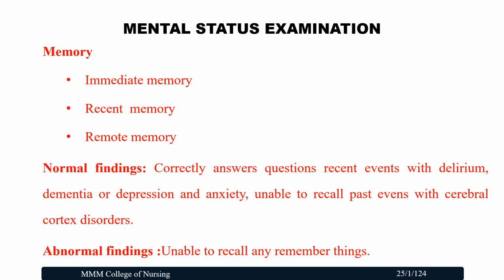And what are the normal findings that can be expected? Correctly answers questions about recent events, even with delirium, dementia, depression, and anxiety. Unable to recall past events with a cerebral cortex disorder. And what are the abnormal findings that can be expected? Unable to recall any remembered things.